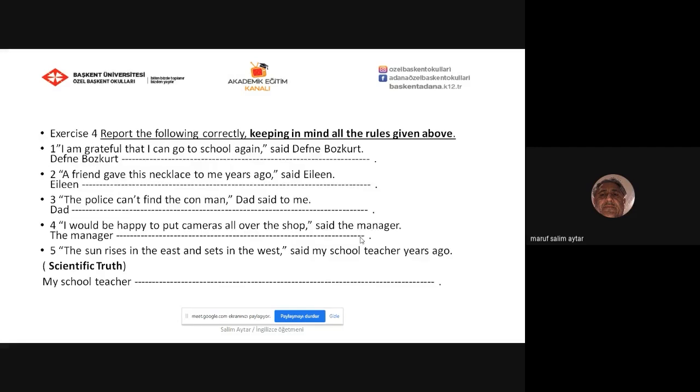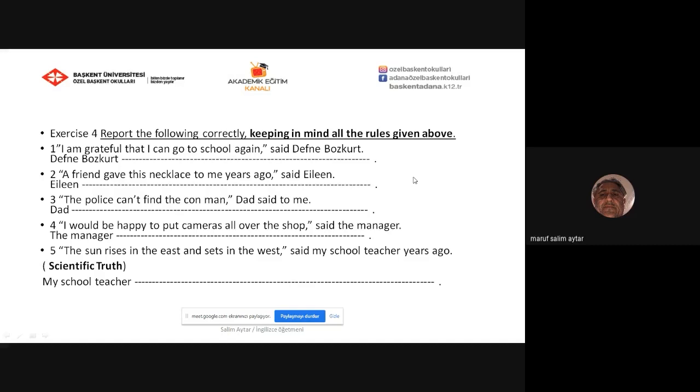Okay? There is an exercise for you. It wants you to report the following correctly, keeping in mind all the rules given above. Let's see. "I'm grateful that I can go to school again," said Daphne Bozkurt. She loves her friends, her teachers, she loves people, therefore it is hard for Daphne Bozkurt to stay away from them. Therefore she says, Daphne Bozkurt said that she was grateful that she could go to school again. It makes sense, right?